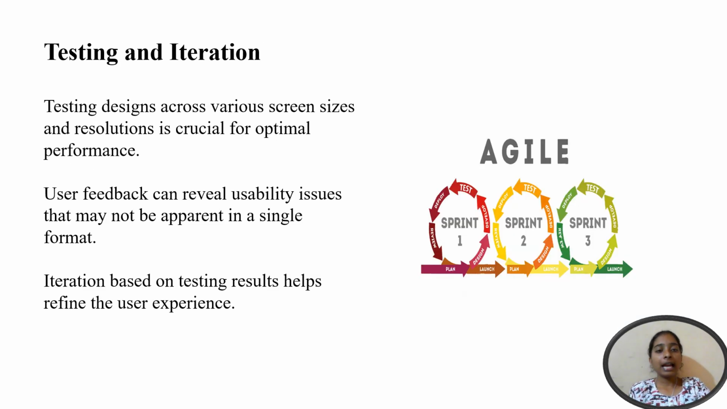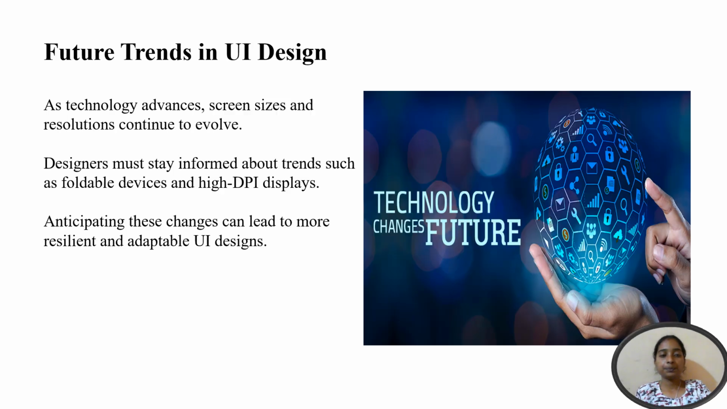In testing and iteration, testing designs across various screen sizes and resolutions is crucial for optimal performance, and user feedback can reveal usability issues that may not be apparent in a single format. Iteration based on testing results helps refine the user experience.